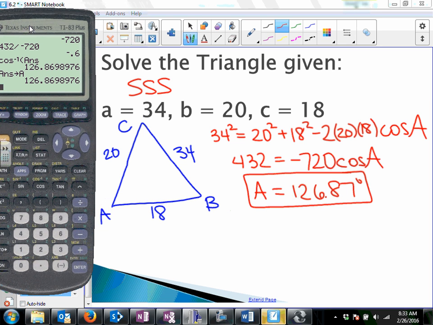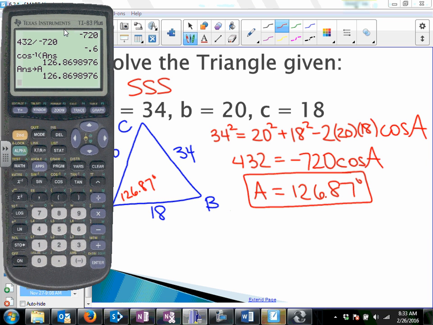So now we know that this angle is 126.87 degrees. Okay, technically now we have a side-side-angle, and so it is possible to use the law of sines. Since we found that obtuse angle, we will not have to worry about the ambiguous case. All right, so we can switch to the law of sines. Which angle would you like to find next?